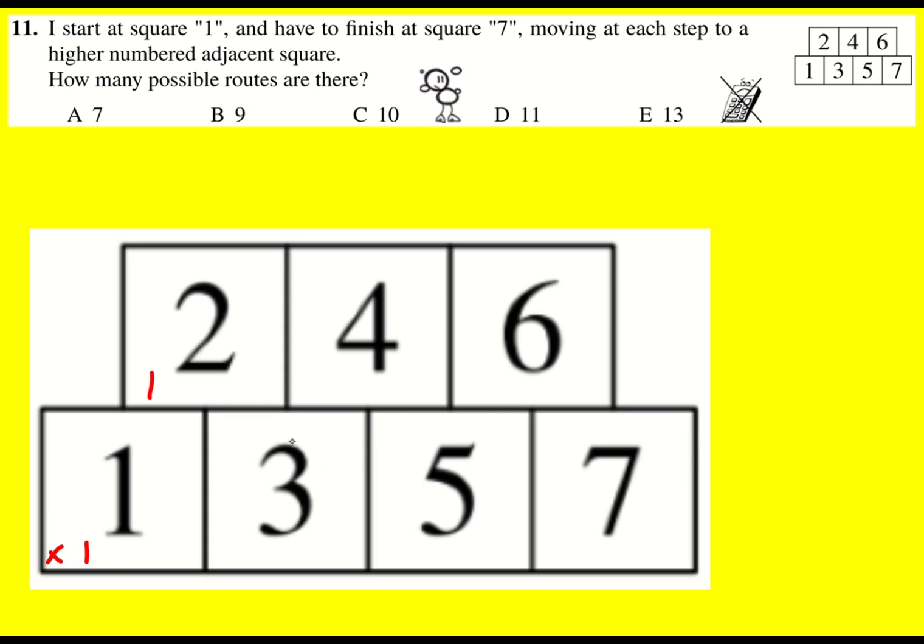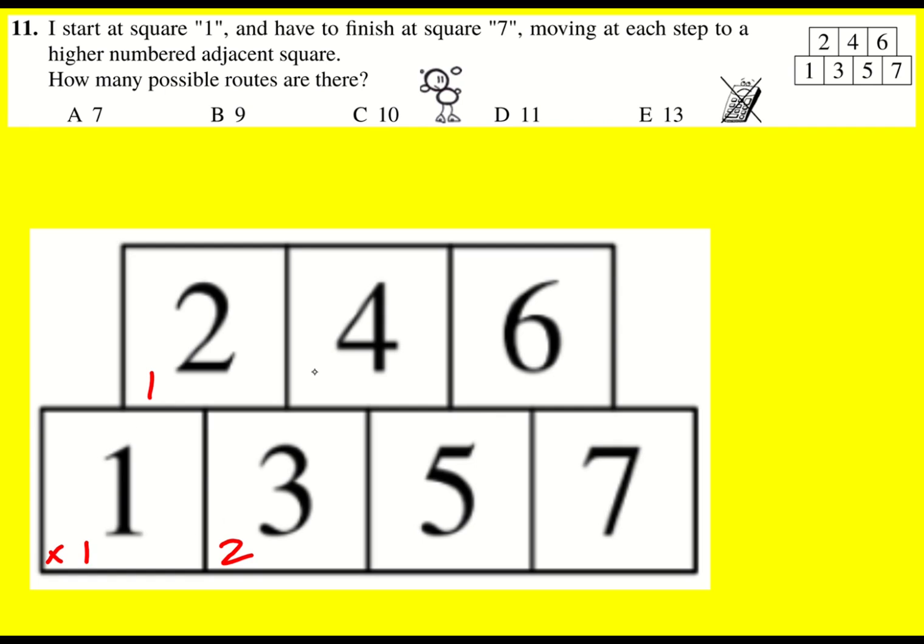Now to get to 3, I could go from 1 to 3 or 1 to 2 to 3. So there's actually going to be 2 routes. And what I've also done is essentially added these two numbers together, because this tells me the number of ways of getting to 1 and then the number of ways of getting to 2. Add them together, it's all the ways of getting to 3.